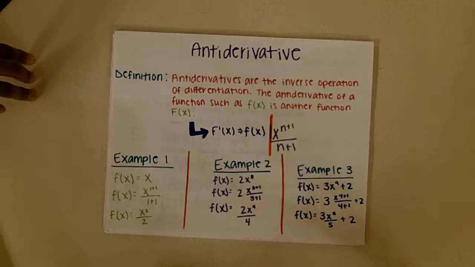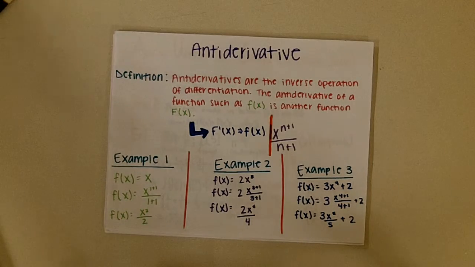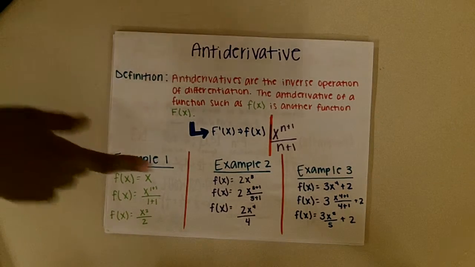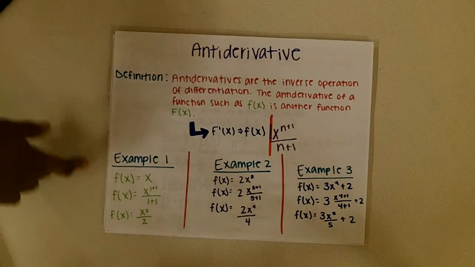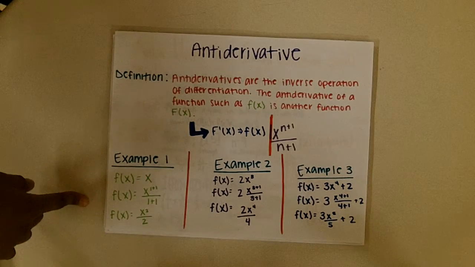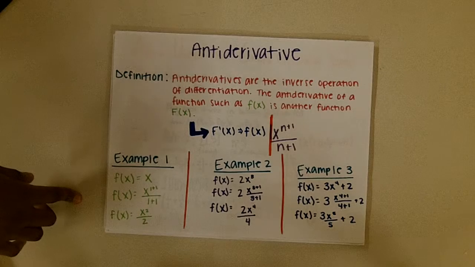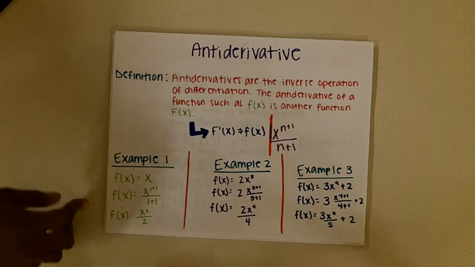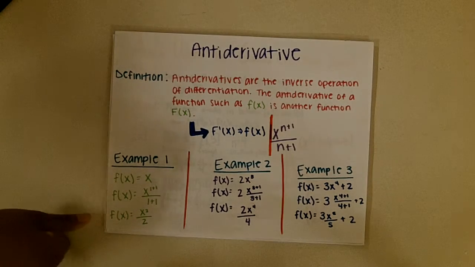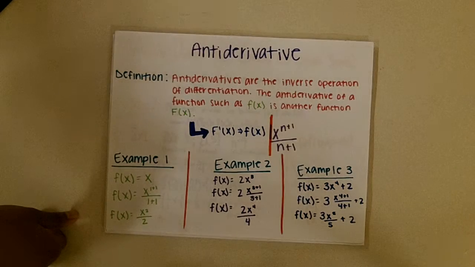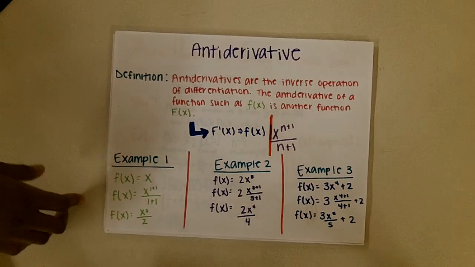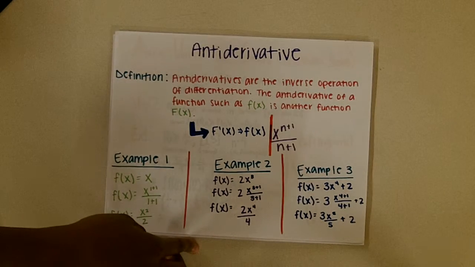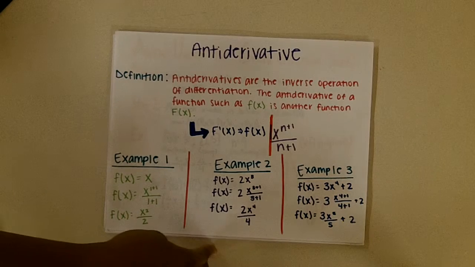So, this is for the antiderivative. We will use the equation x to the n plus 1 over n plus 1. For example 1, we have f of x equals x. So to find the antiderivative of f of x, we will have x to the 1 plus 1 over 1 plus 1, and you will get f of x equals x squared over 2, which is the antiderivative of x.